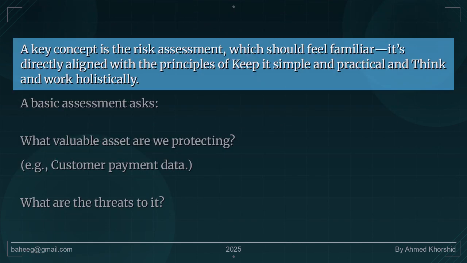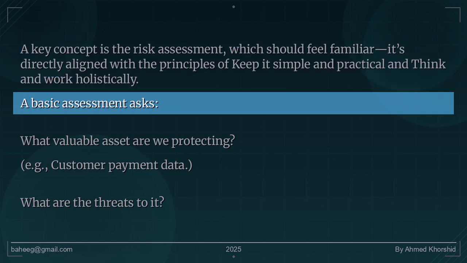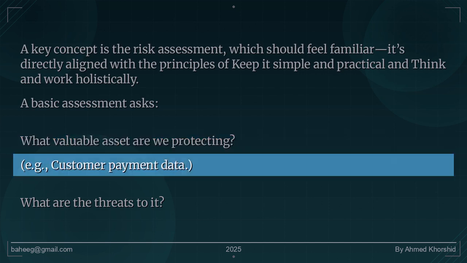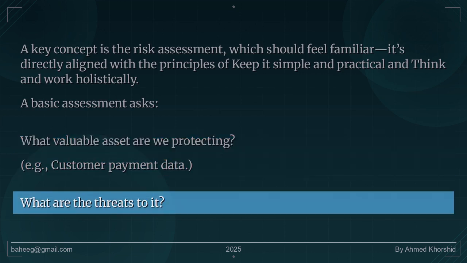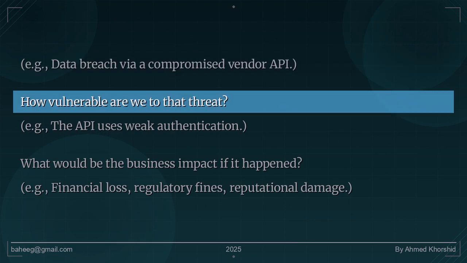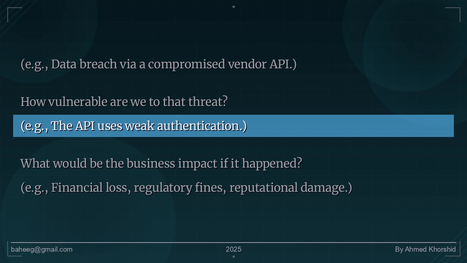A key concept is the risk assessment, which should feel familiar. It's directly aligned with the principles of keep it simple and practical and think and work holistically. A basic assessment asks, what valuable asset are we protecting? E.g., customer payment data. What are the threats to it? E.g., data breach via a compromised vendor API. How vulnerable are we to that threat? E.g., the API uses weak authentication.